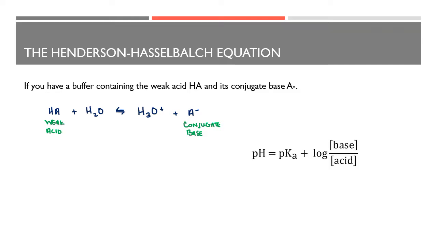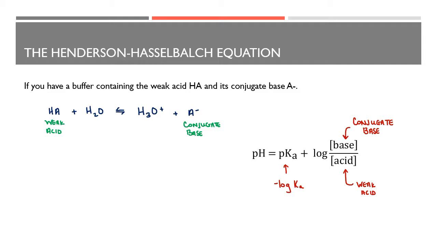Now here's our equation. We can calculate the pH by taking the pKa plus the log of the concentration of the conjugate base over the concentration of that weak acid. Keep in mind, we haven't seen pKa before, but we have seen what we do when we put a p in front of something. We take the negative log of it. So the pKa is the negative log of the Ka, or the acid dissociation constant. Then we add the log of the concentration of the conjugate base over the concentration of the weak acid.